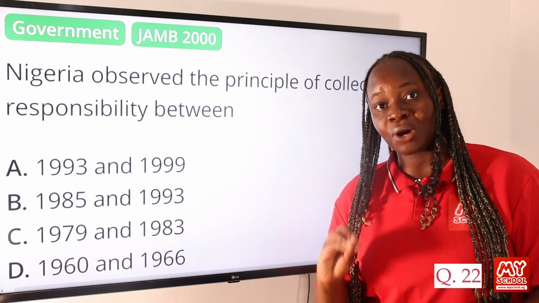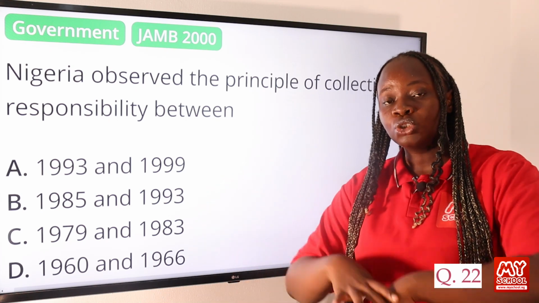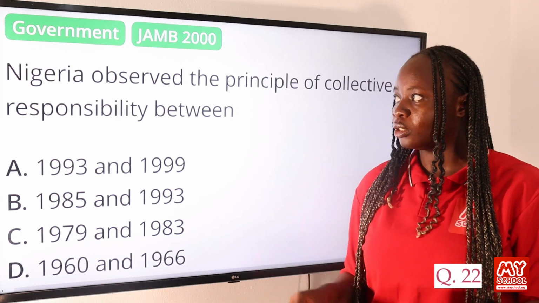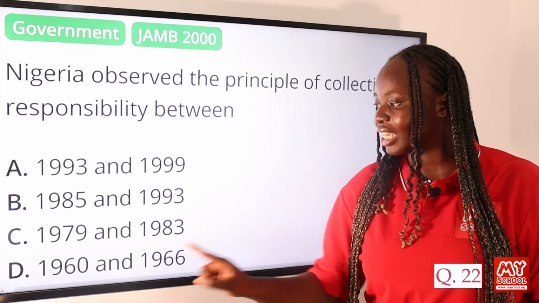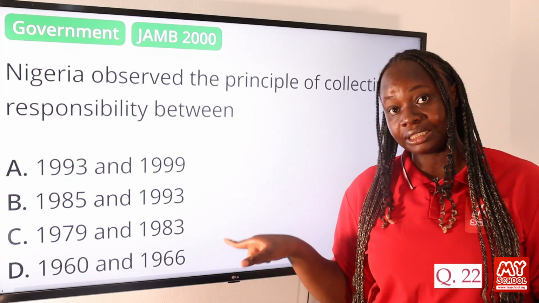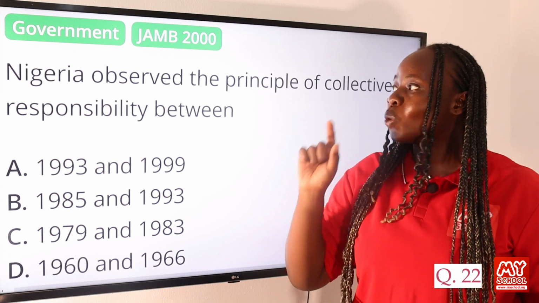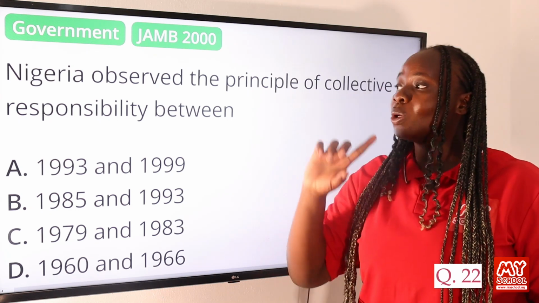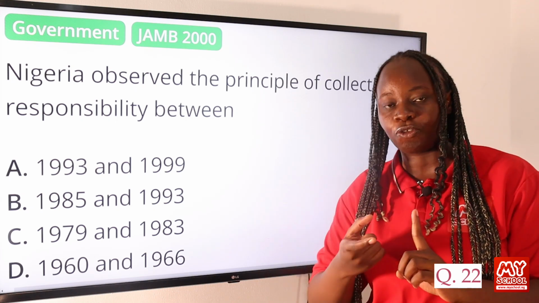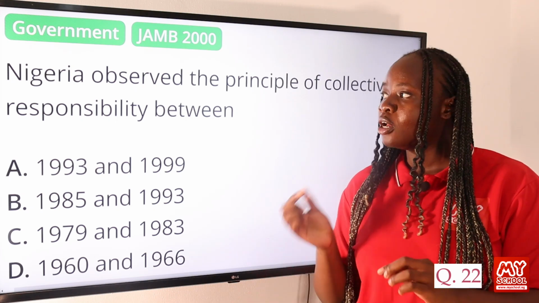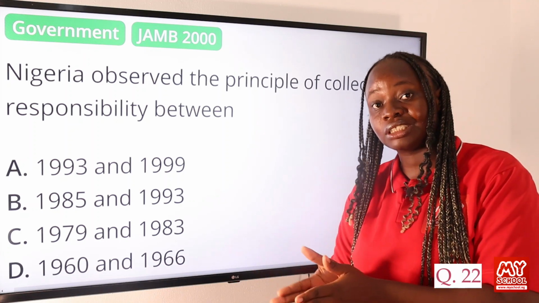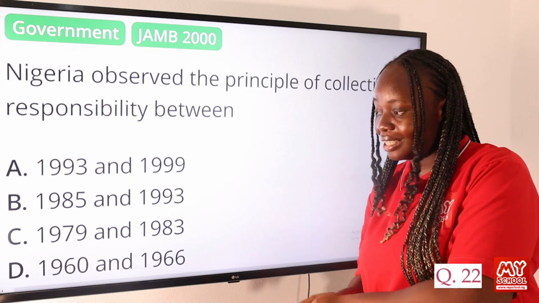So Tafawa Balewa was the prime minister of a particular cabinet. So this consisted of a group of ministers who came together to make policies for the country. So there was collective responsibility between 1960 and 1966. However, between 1979 and 1983, during the Second Republic, we had a presidential system of government where there was individual responsibility. We had one person who was both head of state and head of government, that was Alhaji Shehu Shagari. So it was the president, and we're practicing the presidential system of government. This is the system of government that we continue to practice to this day.